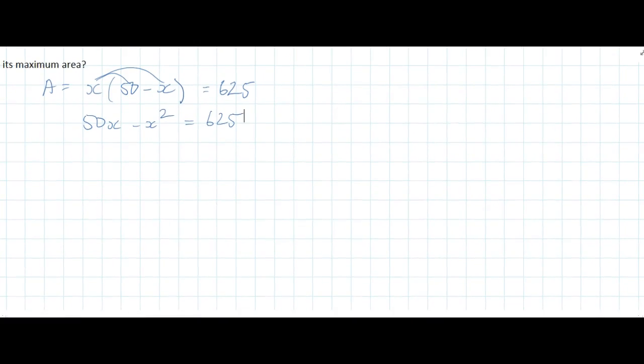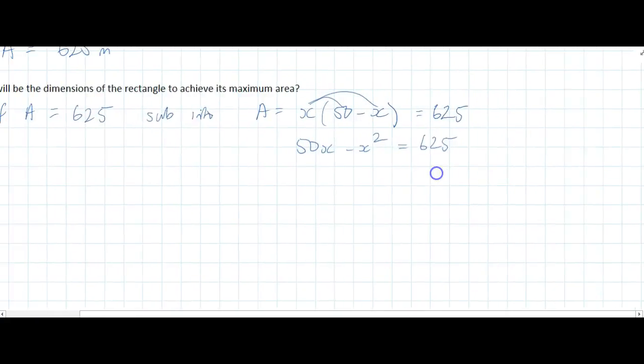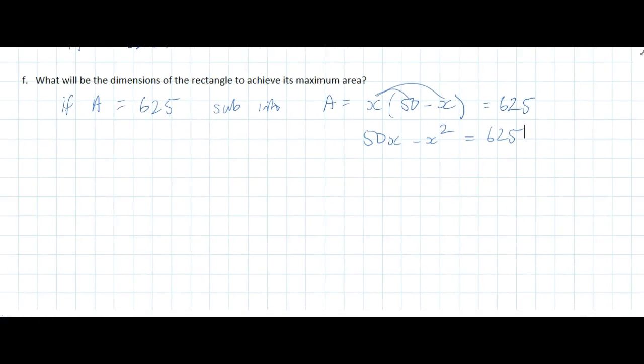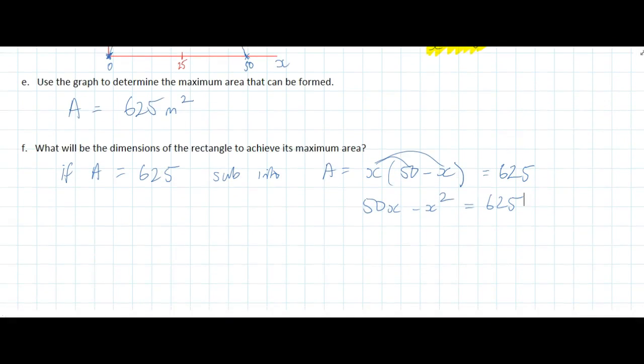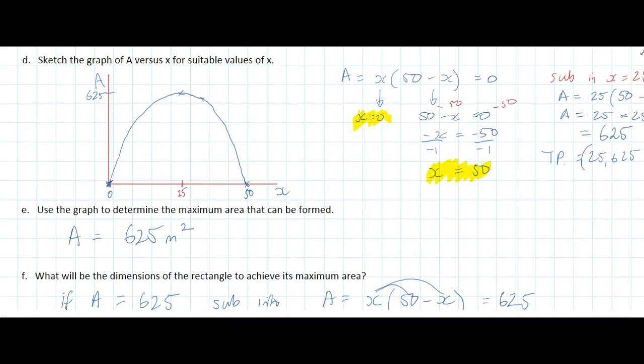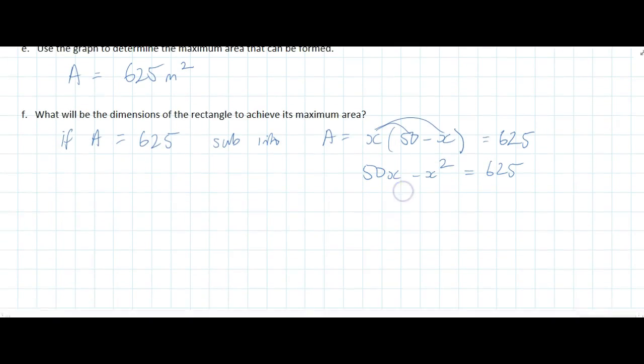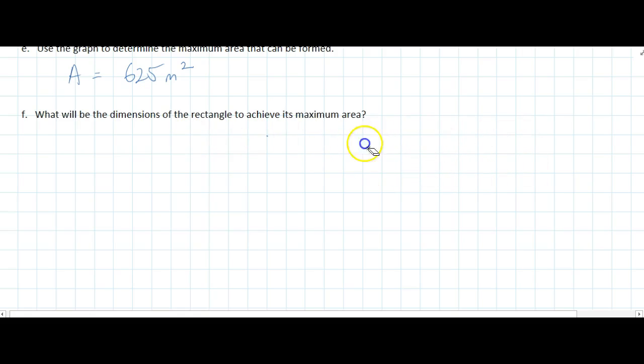Actually, we don't need to do this. Scratch this, you can actually see what the x value is. The maximum area is 625, and we know that at 625, x must be 25. Sorry, get rid of all this. Apologies for that. It will work, but we're just working backwards to get the same answer. So x must be equal to 25.